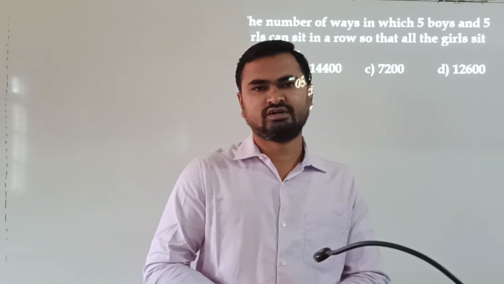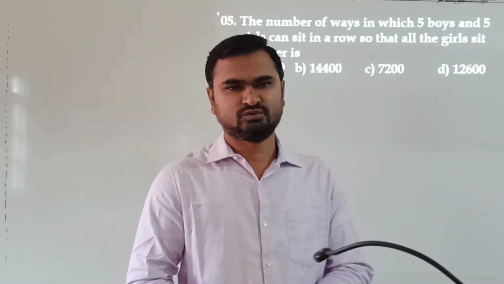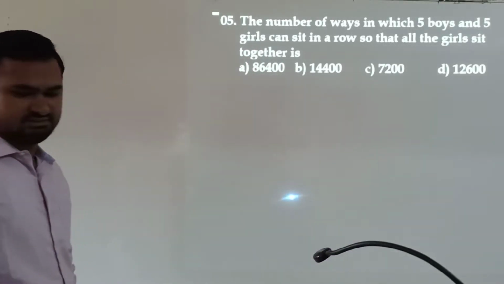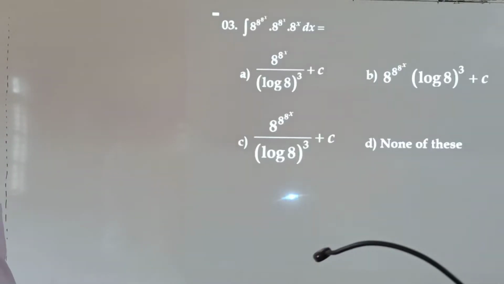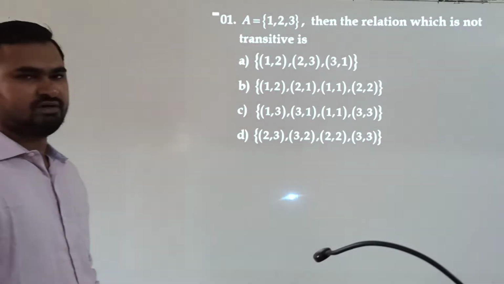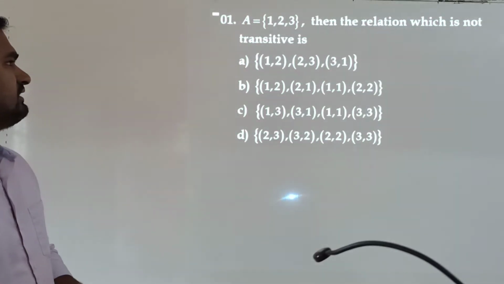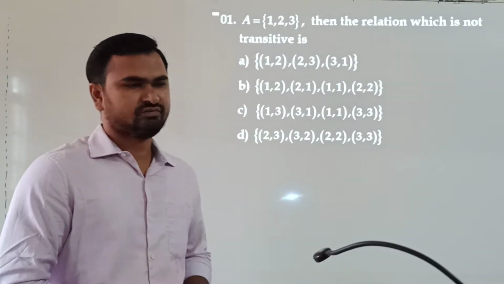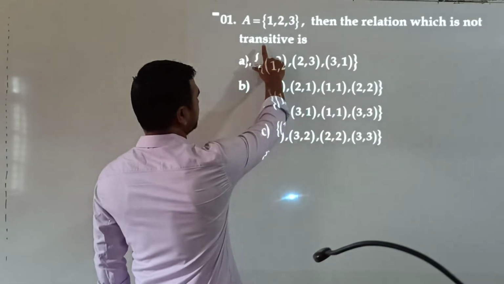In this session we'll discuss Grand Test 5. Let us see the questions. Question number 1: Set A is given, then the relation which is not transitive is. So we need a relation which is not transitive.